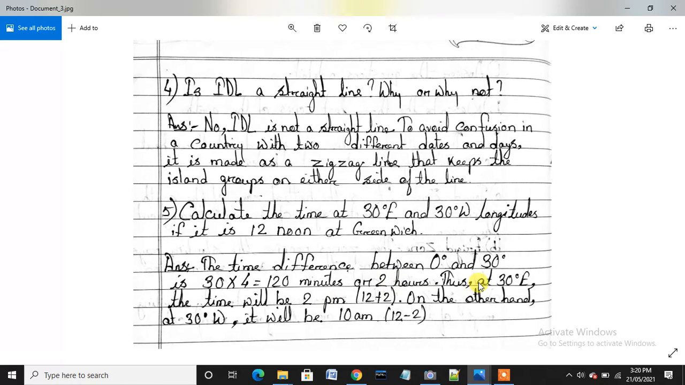So thus at 30 degrees towards the east, the time will be 2 p.m. 12 plus 2, you see, 12 plus 2. Okay, on the other hand 30 degrees towards the west will be 10 a.m., 12 minus 2. So you got the answer of this question.